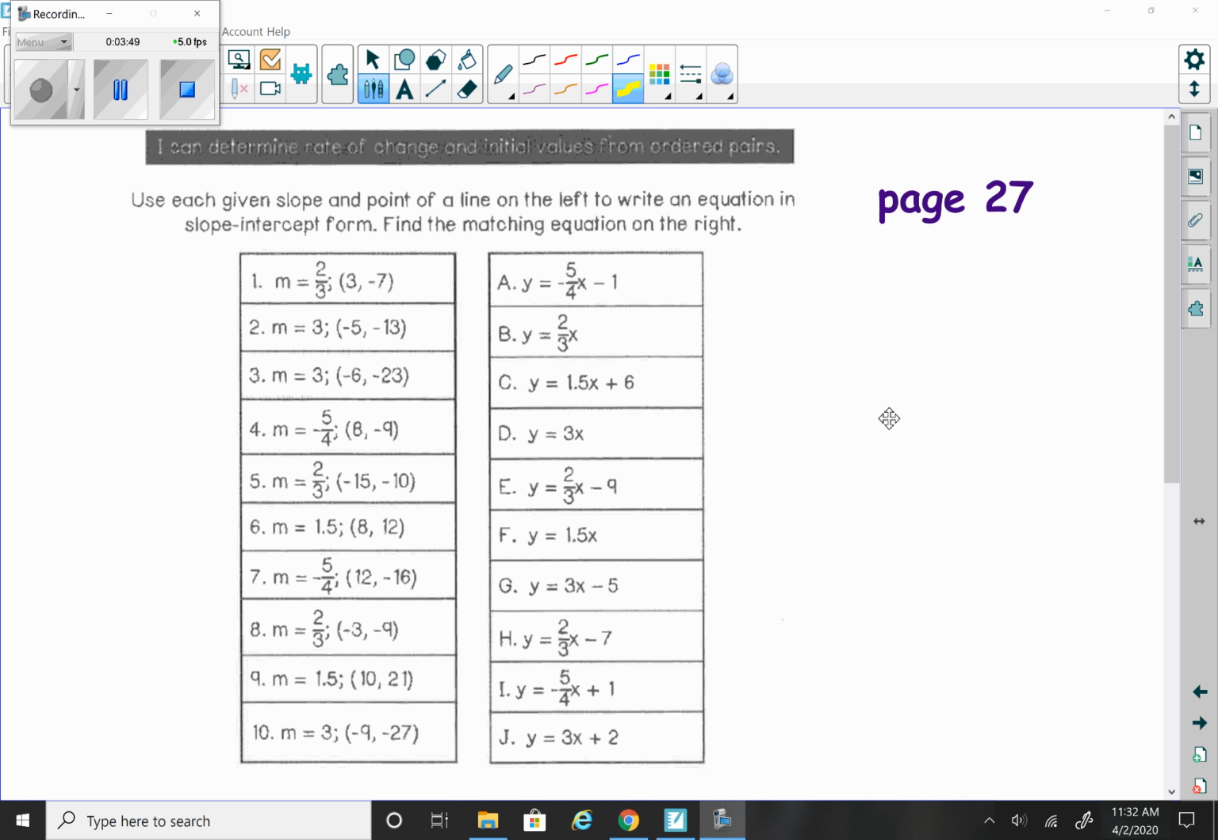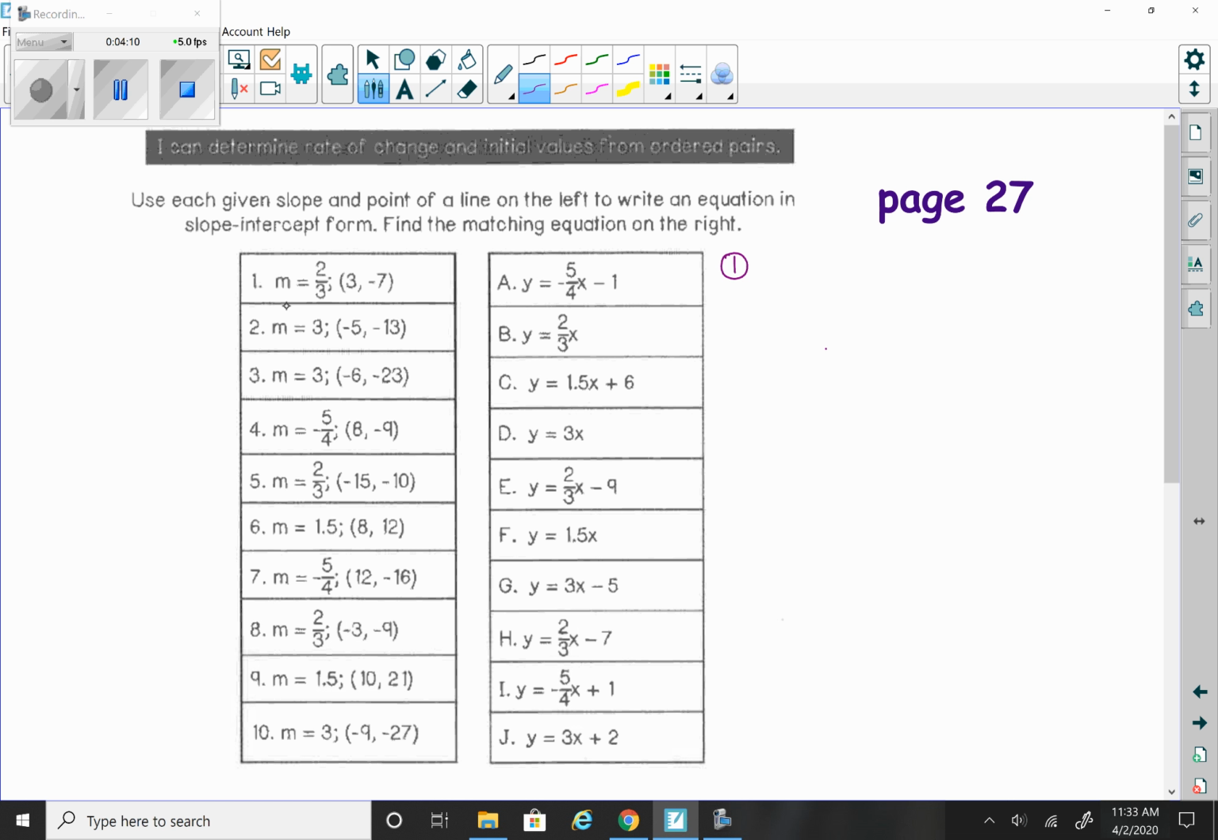It says, use each given slope and point of a line on the left to write an equation in slope-intercept form. It says to find the matching equation on the right. That's not essential. What I want you to do is just come up with the equation. So in number 1, we're going to do number 1 together, and you can show work probably over here on the right side or left side or on your own blank paper if you have some scratch paper.